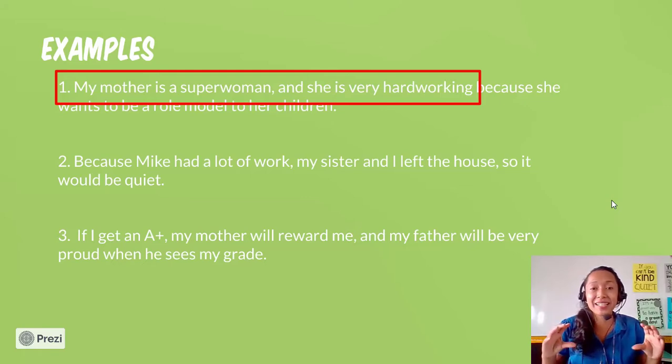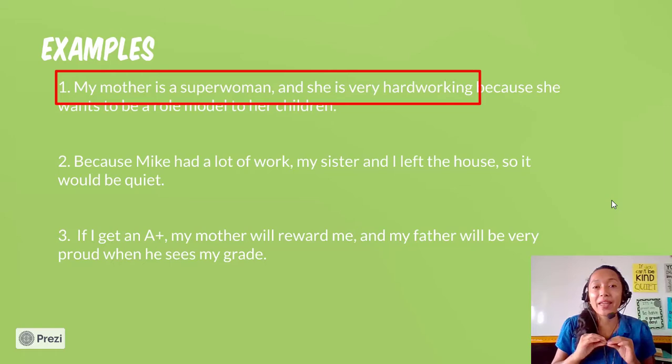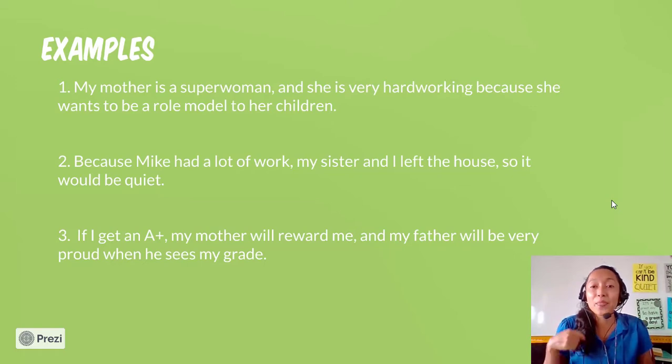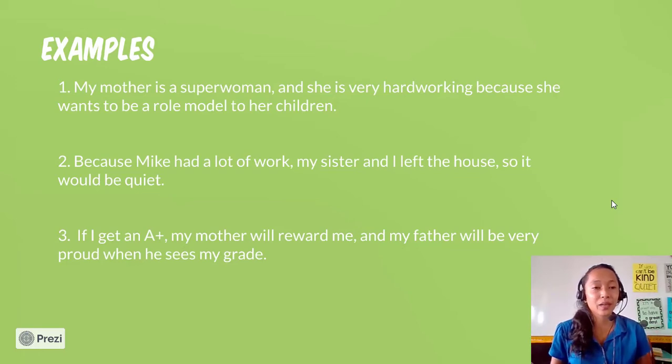If you notice, that statement has two independent clauses put together by a comma and a conjunction. That's the compound part of the sentence. The complex part is when you add the dependent clause. In this case, the dependent clause is because she wants to be a role model to her children. Together, when you put them together, you've created yourself a beautiful compound complex sentence.